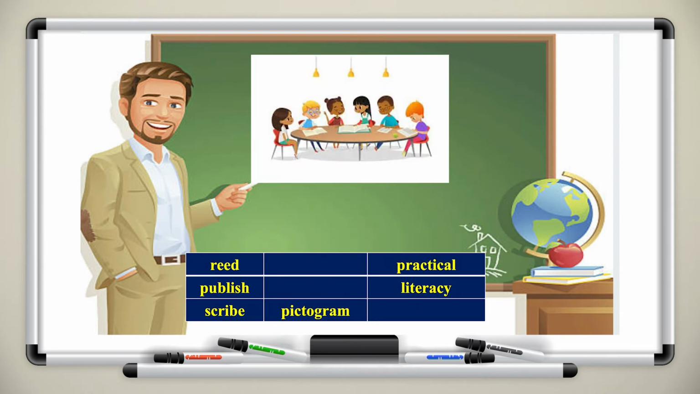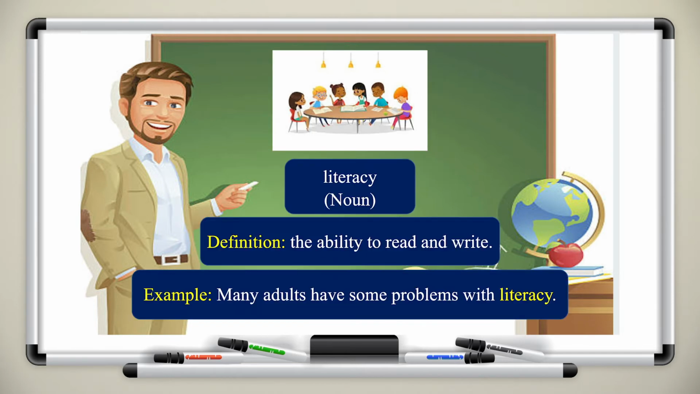Next one, we have a table of a group of people sitting, doing something. They are reading and they know how to use books and they can read and write. So that's literacy. It's a noun. It means the ability to read and write. For example, many adults have some problems with literacy. They cannot read and write, of course.